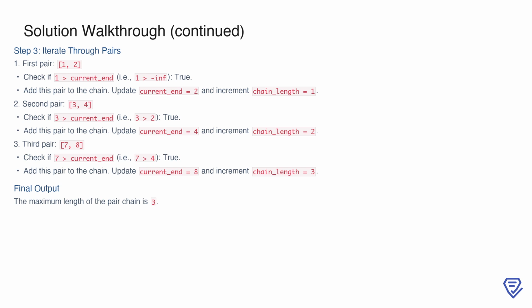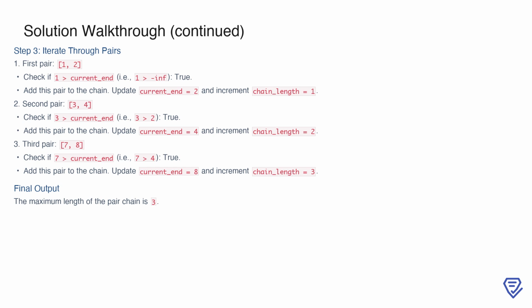This condition is true, so we add the pair to the chain, update current_end to 2, and increment chain_length to 1. For the second pair, 3 of 4, we check if 3 is greater than current_end, which is now 2.